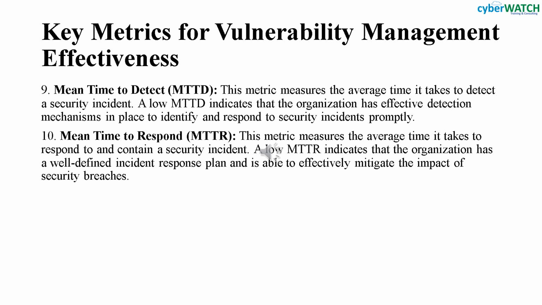9. Mean time to detect, MTTD. This metric measures the average time it takes to detect a security incident. A low MTTD indicates that the organization has effective detection mechanisms in place to identify and respond to security incidents promptly. 10. Mean time to respond, MTTR. This metric measures the average time it takes to respond to and contain a security incident. A low MTTR indicates that the organization has a well-defined incident response plan and is able to effectively mitigate the impact of security breaches.